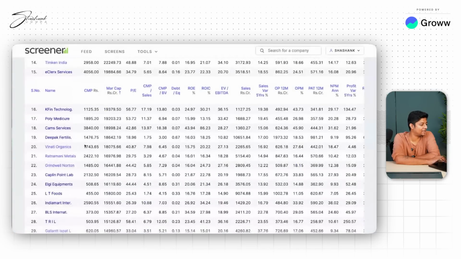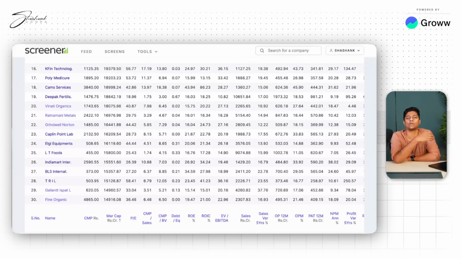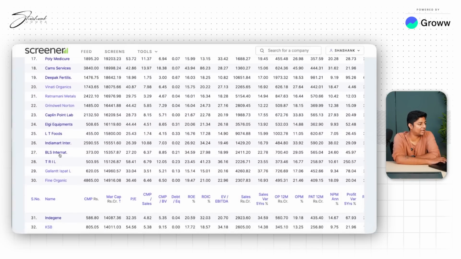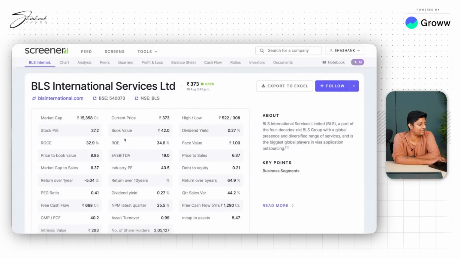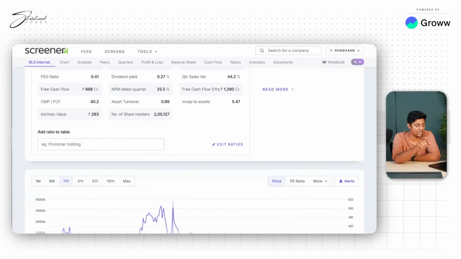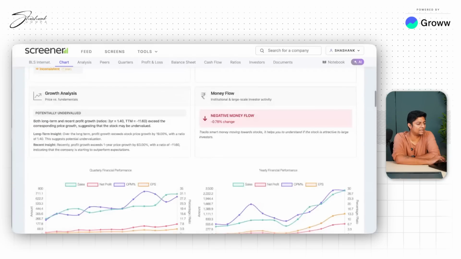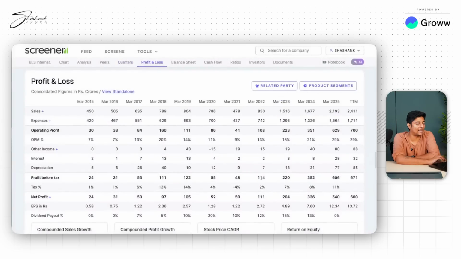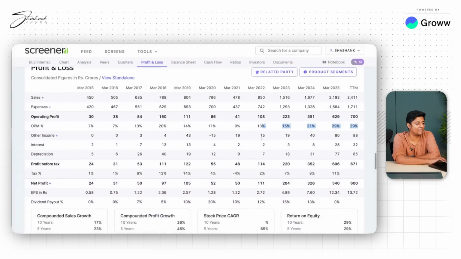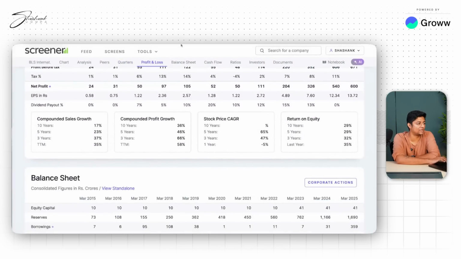Okay, let me go back. Let me take some other. Now, obviously not all companies are very clean and very good. You will find some weird companies, but my job is to find good companies, right? Look at this. BLS International Services, 27 P/E. Again, this is not a recommendation to buy or sell. This is only for you to learn. Last 10 years growth rate is something like this. It is on that growth path right now. Yes, now I still have to go and see whether the margin has expanded, whether the margin is falling. So all those things are there.